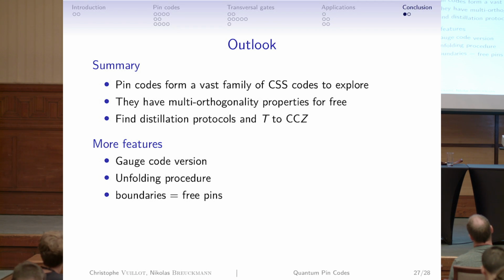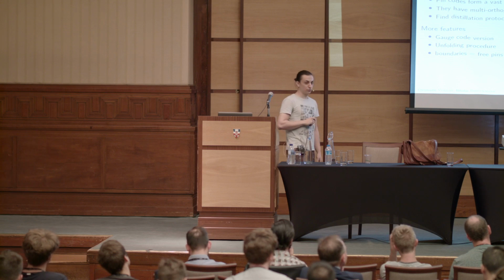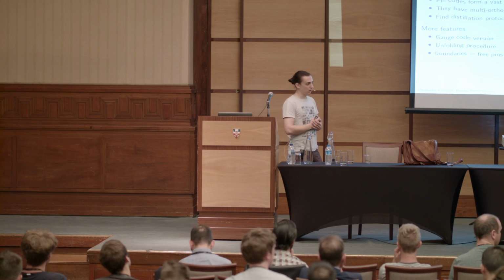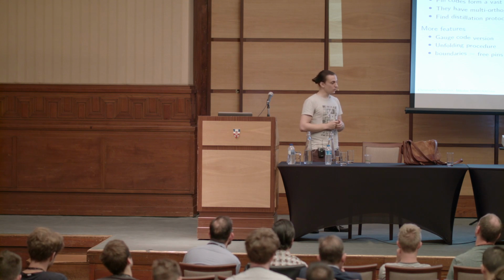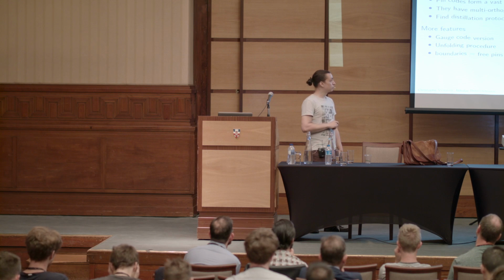So there are more features that they have that I didn't talk about here. Since they are so closely affiliated to color codes, you can put the gauge code version on them, similarly as for color codes, and this works in similar ways. They also have somewhat of an unfolding procedure where you take this code and extract subcodes that give you some of the logical operators of the code. But we don't have an exact equivalence. We just find some of the logical operators by doing this unfolding procedure.